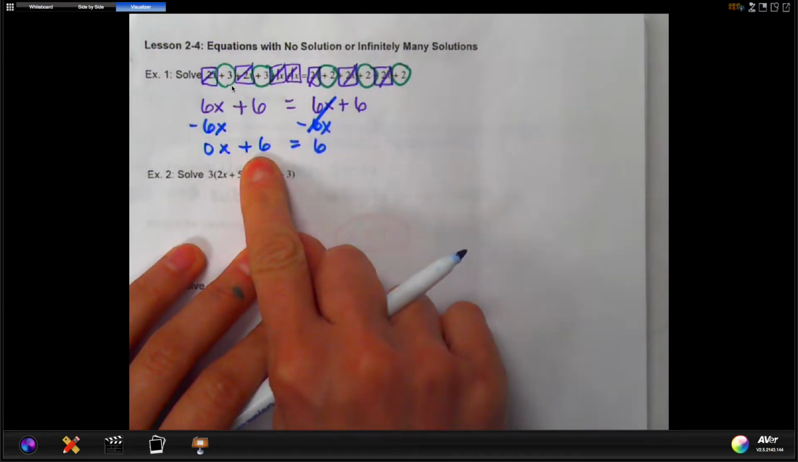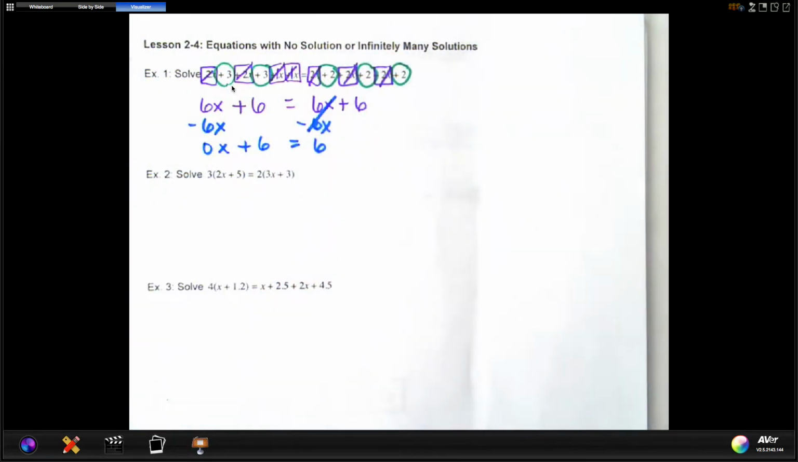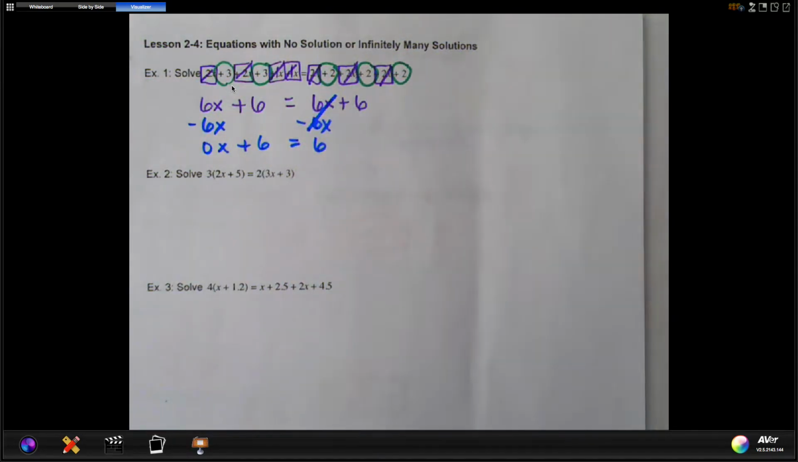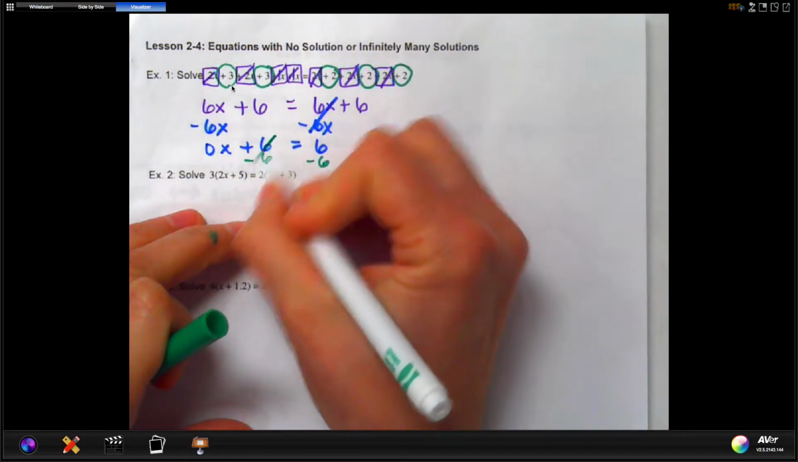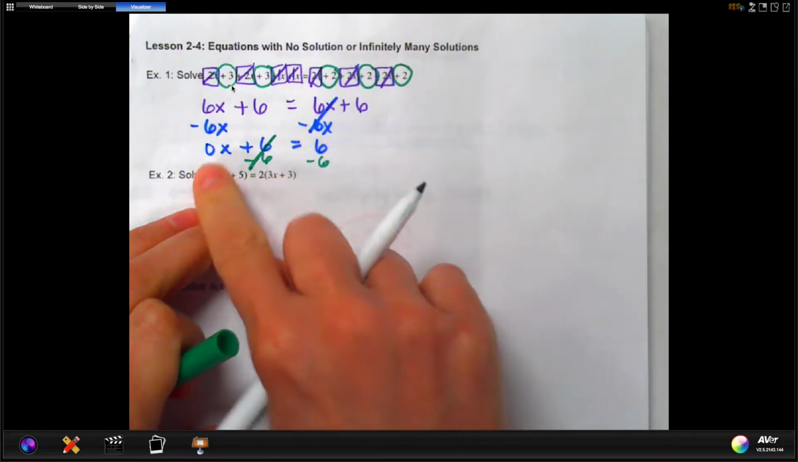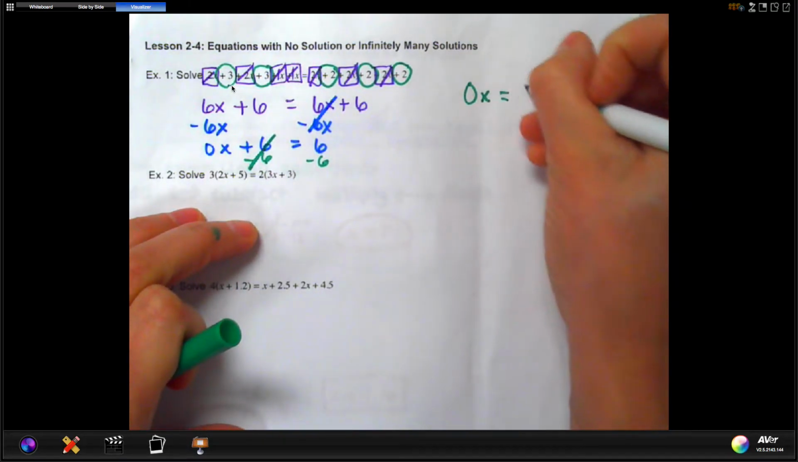We got to get this one out. So the opposite of plus 6 would be minus 6. Let me use a different color so we can make sure we're all on the same thing. So minus 6, minus 6. All right, and I'm going to put my answer here. So 0x is what we have left here. And then 6 minus 6 is 0.